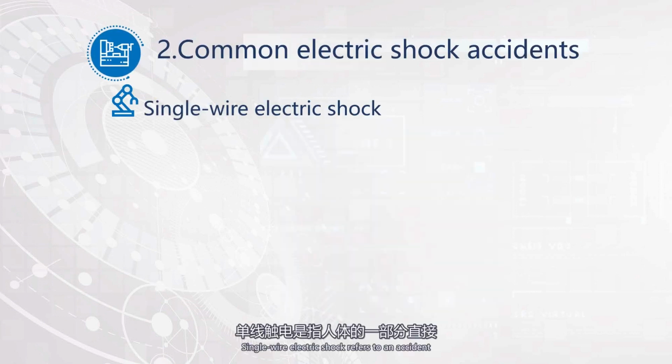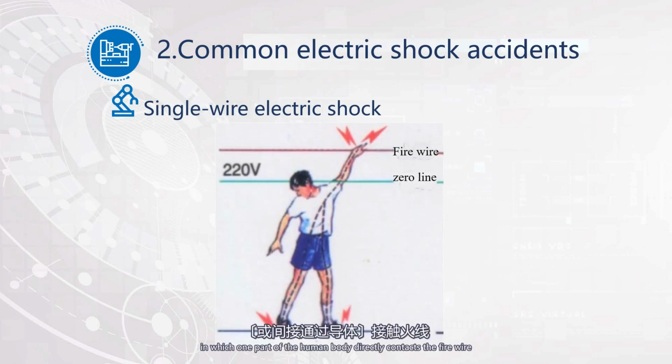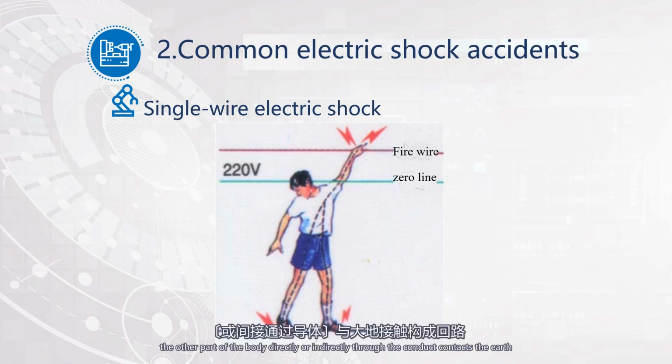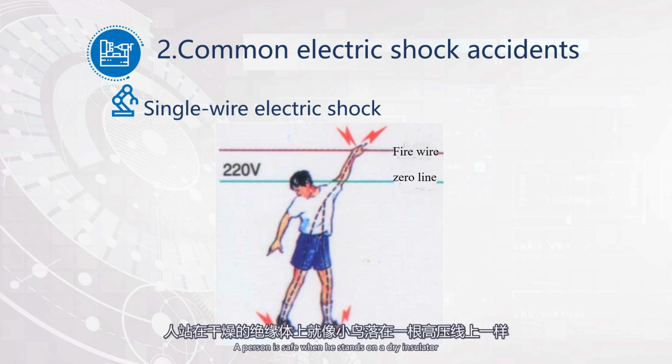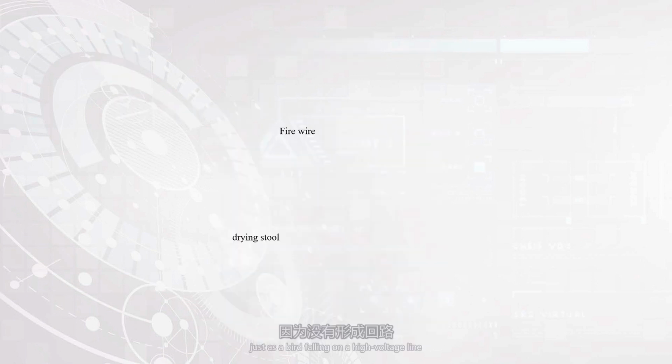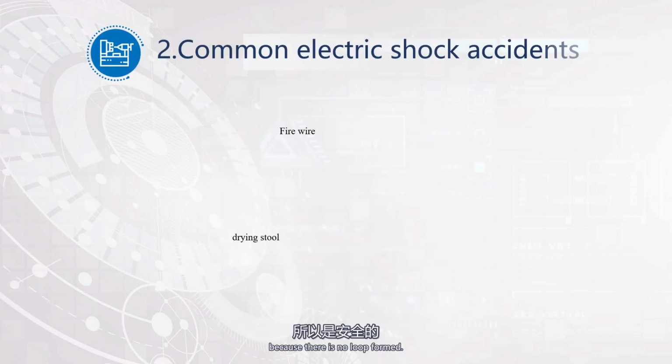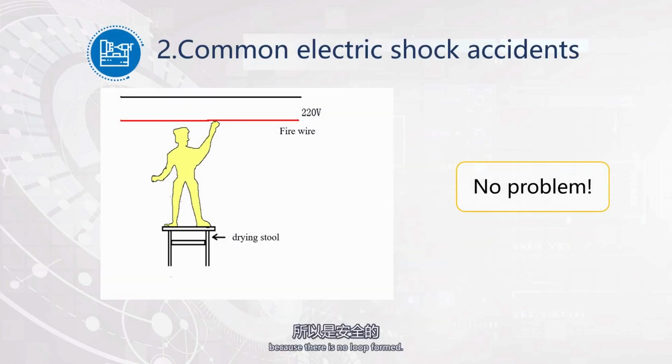Single-wire electric shock refers to an accident in which one part of the human body directly contacts the live wire, or indirectly through a conductor, while another part of the body directly, or indirectly through a conductor, contacts the earth, and the current flows through the human body, which causes injury. A person is safe when he stands on a dry insulator, just as a bird landing on a high-voltage line, because there is no loop formed.